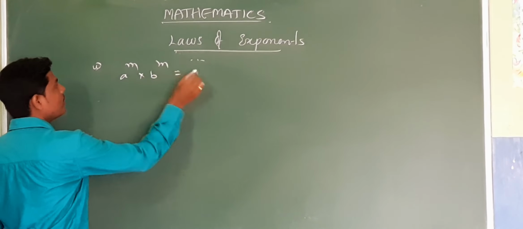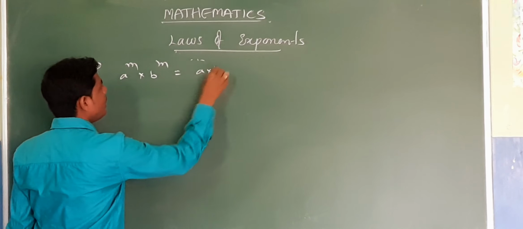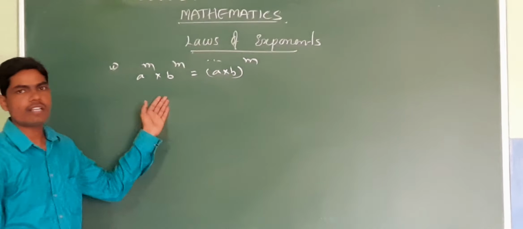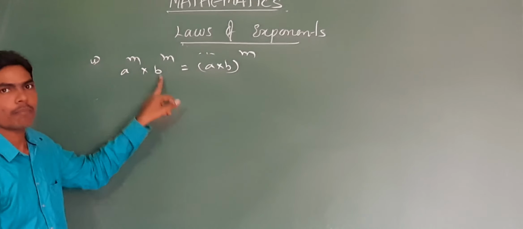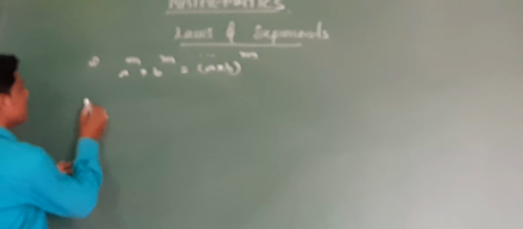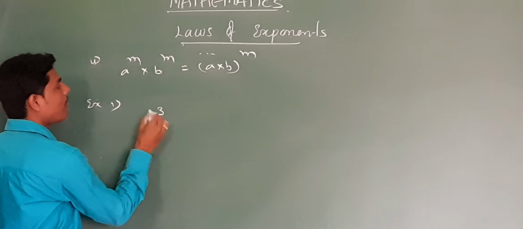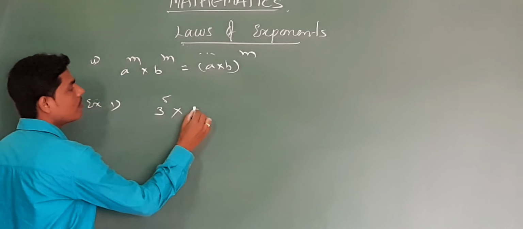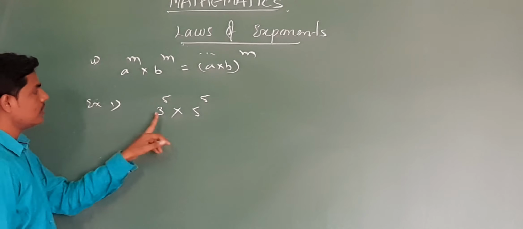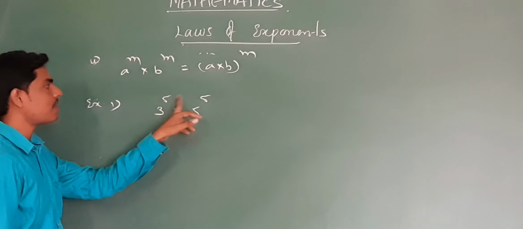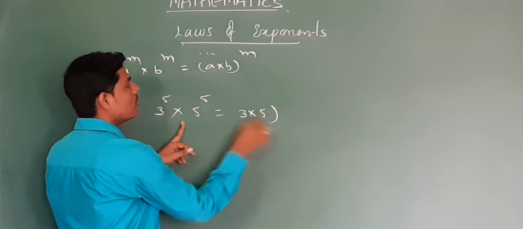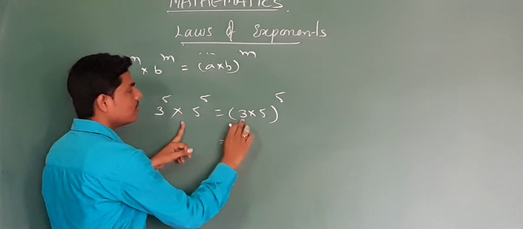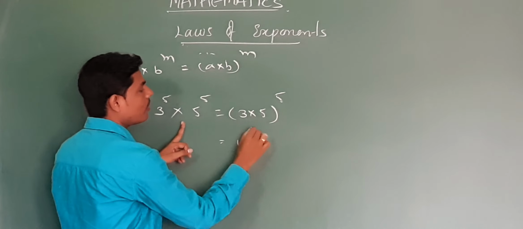Now take the fourth form, that is a power m into b power n is equal to a into b whole to the power of n. Observe this formula: a power m into b power n, the bases are different but the power is the same. Now take one example, 3 power 5 into 5 power 5. Here the bases are different but the powers are the same. Apply this formula here: it is equal to 3 into 5 whole to the power of 5. That is 3 fives are 15 to the power of 5.